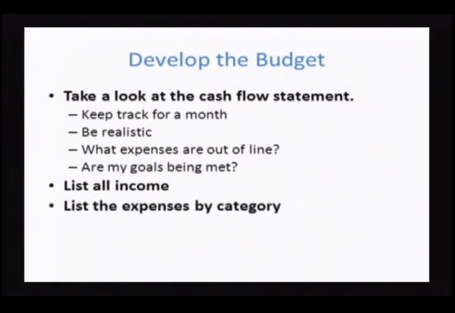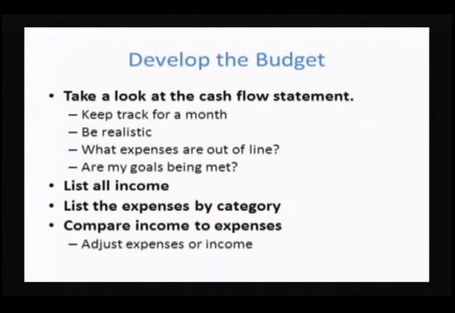Now we go back to that cash flow statement, list the expenses by category, and then compare the income to expenses. In an ideal world, we would all have more income than expenses. In the real world we all live in, it just doesn't seem to work that way. So we need to either adjust income or expenses.